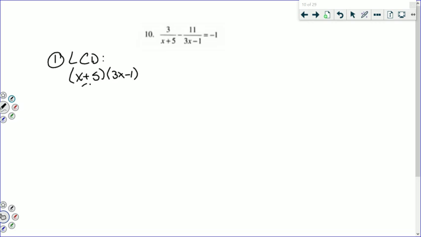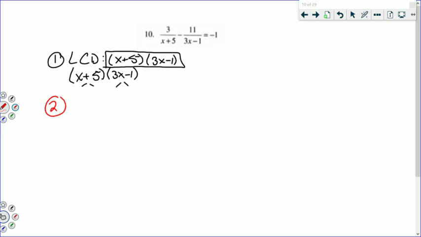First we try to factor all these. We can't factor x plus 5, and we also can't factor 3x minus 1. Once all of our denominators have been factored, we need to find unique factors. So x plus 5 is unique. We don't have any others, so we use that one. And then 3x minus 1 is unique. So this is our least common denominator. Okay? So then, step 2.